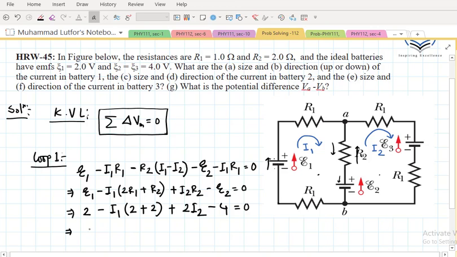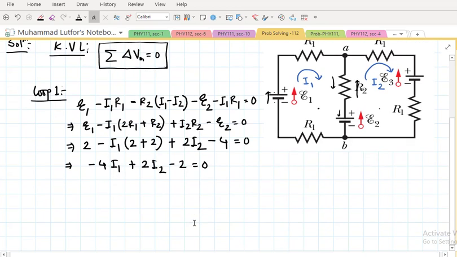Now if you simplify, you will find it is going to be minus 4 I1 plus 2 I2 minus 2 equal to 0. So this is equation number 1. I have to use this equation, so I'll make a box here and say this is equation number 1.